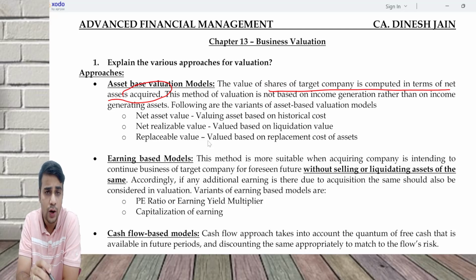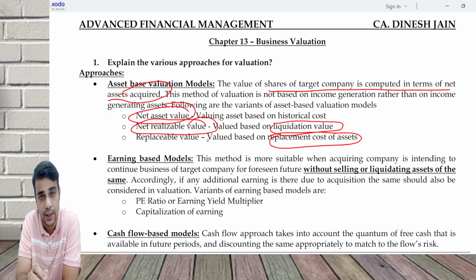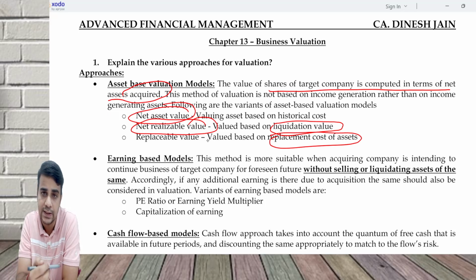Now, one is net realizable value. Here, you are basically valuing the assets on the basis of liquidation value, or replacement value on the basis of replacement cost, and then the net asset value approach. In the net asset value approach, you go on the basis of historical cost, but make certain adjustments if needed. There can be certain adjustments which the question can give. You can make those adjustments and value the entity.